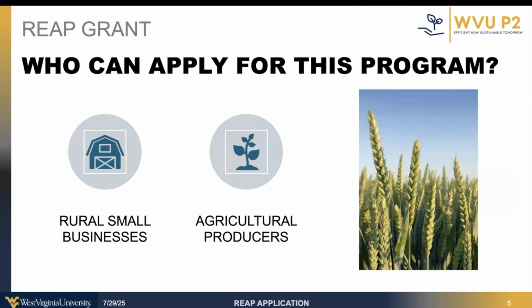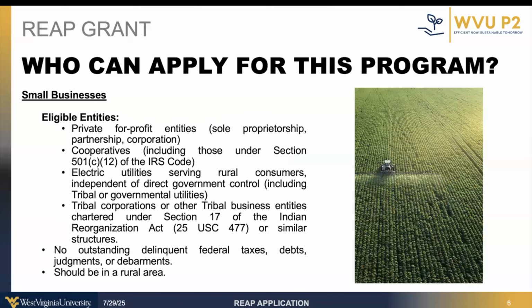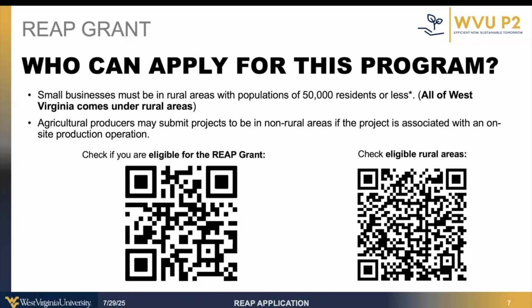So who is eligible? If you're a small business located in a rural area or an agricultural producer making at least 50% of your income from your operation, you can apply. That includes private for profits like sole proprietors and corporations, cooperatives, rural electric utilities, and tribal entities. The key is you must meet the SBA, which stands for Small Business Administration, size standards and have no outstanding federal debts or judgments.